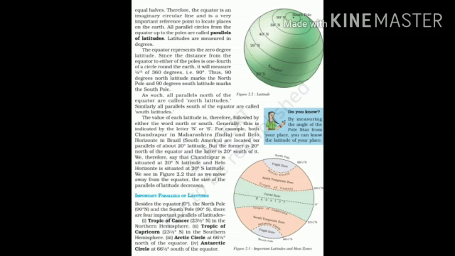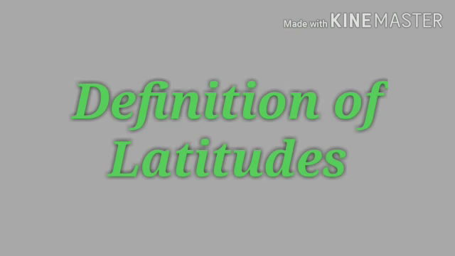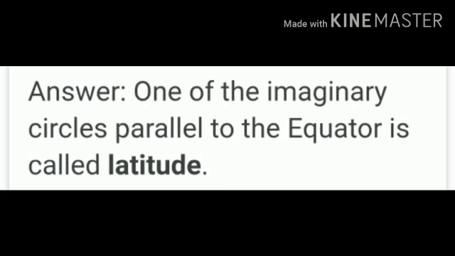The equator is an imaginary circular line and is a very important reference line to locate places on the Earth. All parallel circles from the equator up to the poles are called parallels of latitude. Now we will study what we mean by latitude. Definition of latitudes: one of the imaginary circles parallel to the equator is called latitude. This is known as latitude, which I have shown you in the picture. The equator is also a latitude.